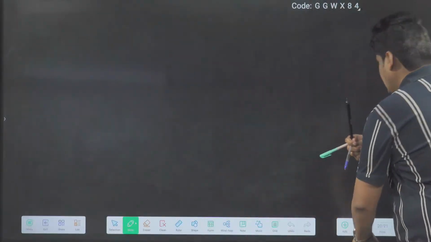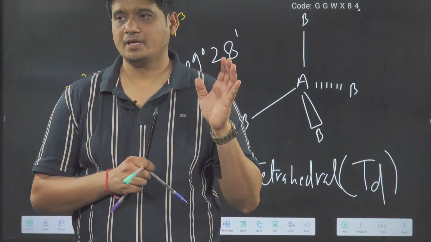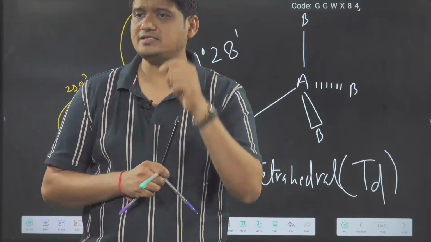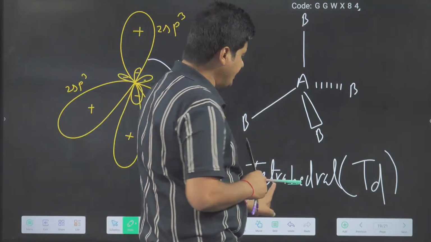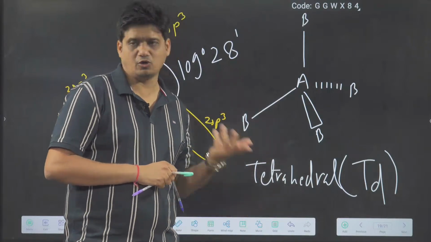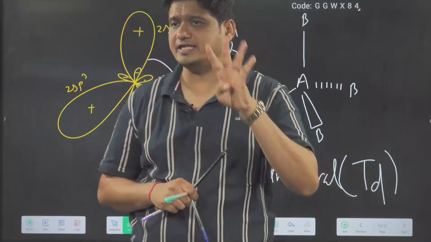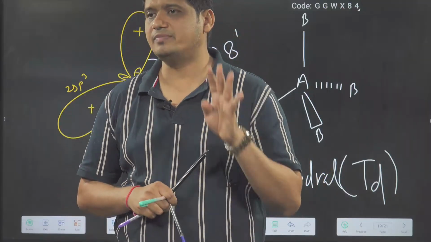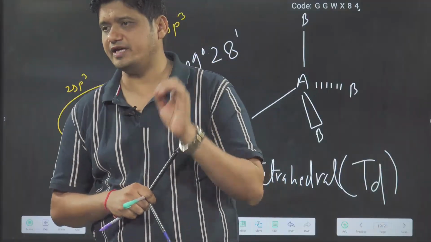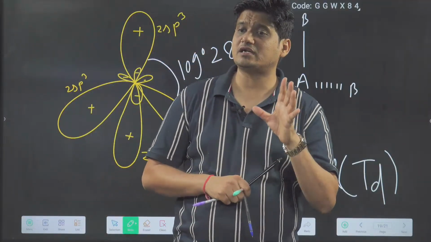First of all, this is named tetrahedral. Why is this name given? Tetra means 4 and hedral means face. This geometry has 4 faces, and that is why it is named tetrahedral.